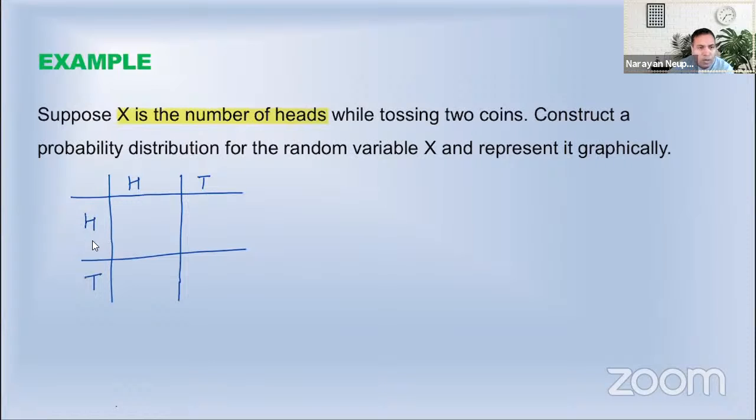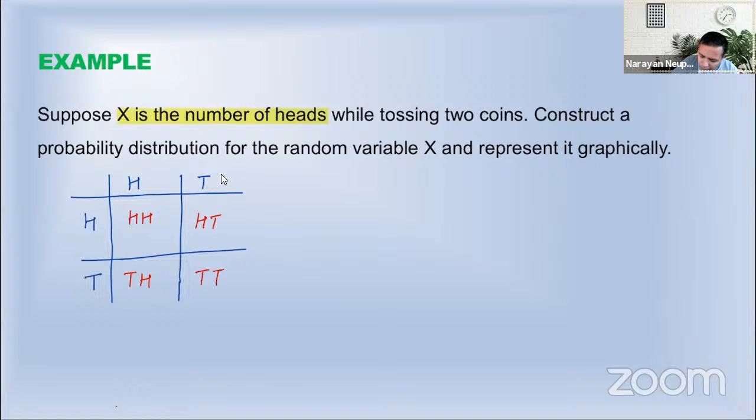So if you look at the first one here, you will have head on the first and head on the second, so head, head. Head on the first and tail on the second, head, tail. Tail on the first and head on the second, tail, head. And then tail on the first and tail on the second, tail, tail.